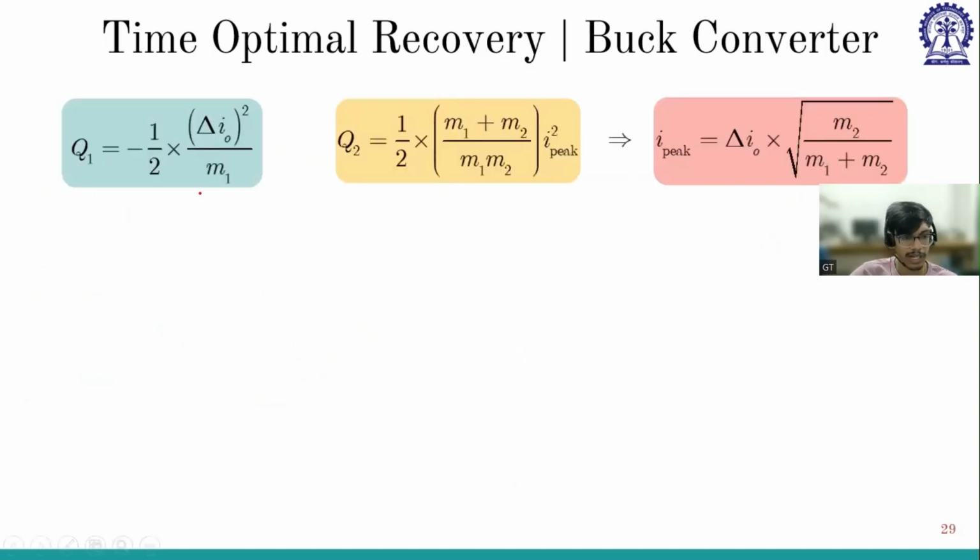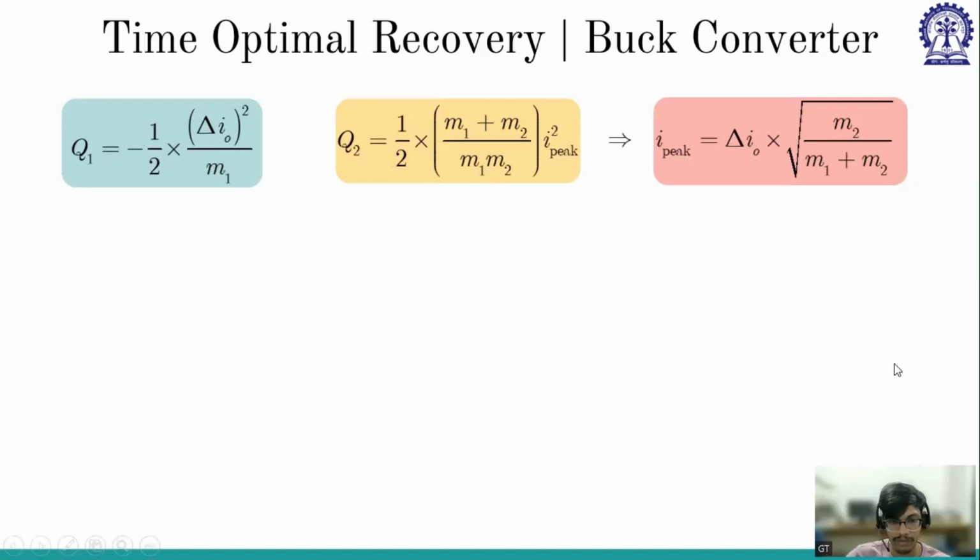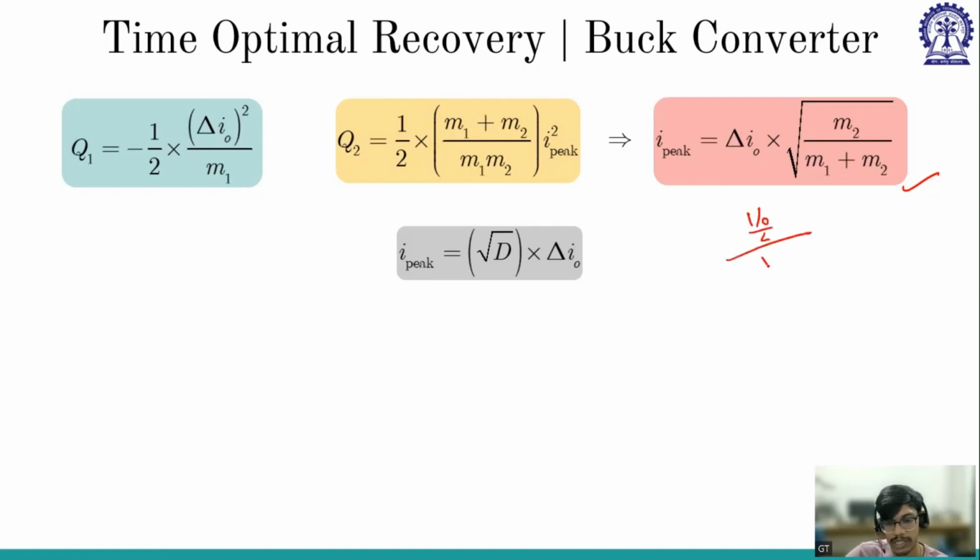If you equate that and solve the expression, you will get I peak. You can derive it, and Sir has derived it. So you can get this expression. I am not showing the derivation as we are running out of time. And for I peak, you will get root D into I naught. If you substitute M2 is V naught by L and M1 plus M2 is V in by L, it will be V naught by V in, which is D. As there is a square root, I peak is root D into I naught.